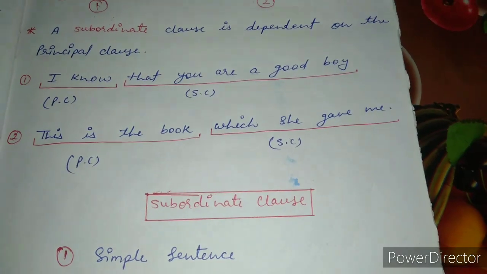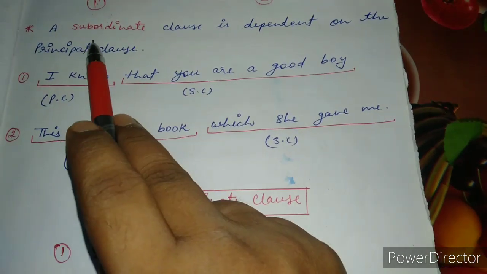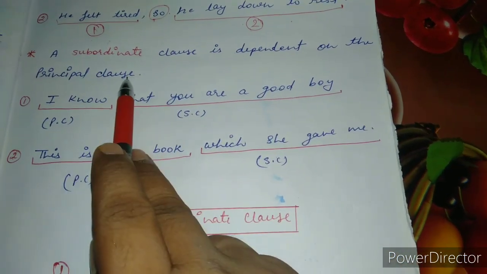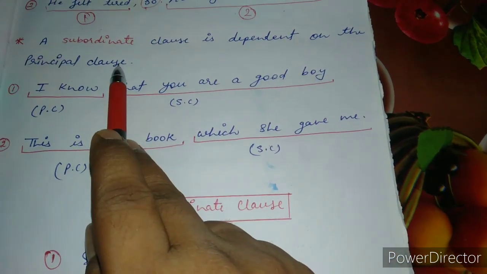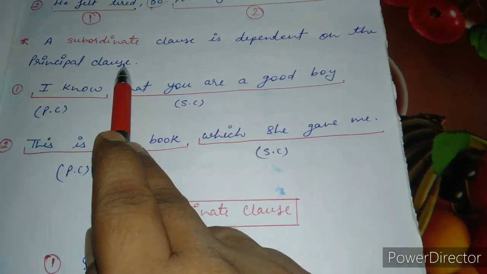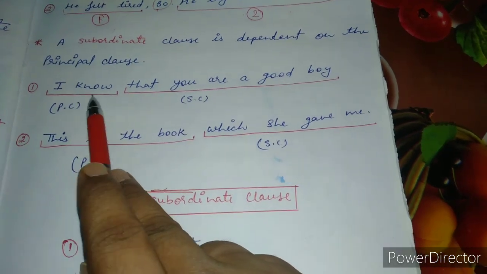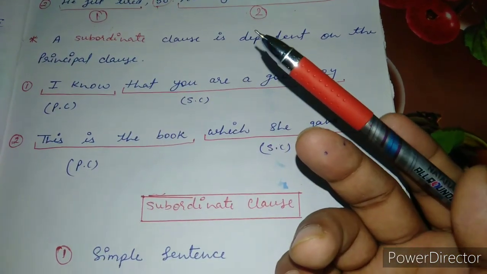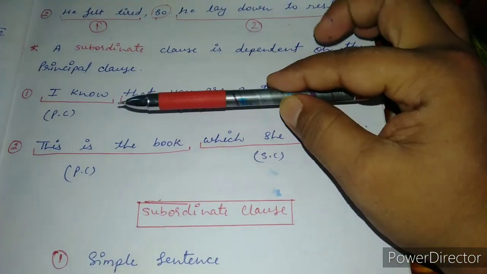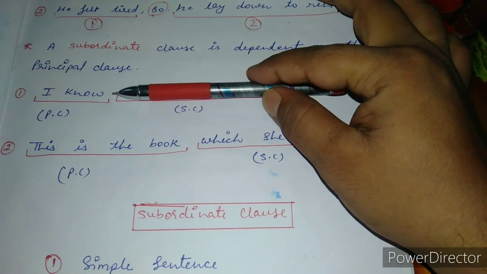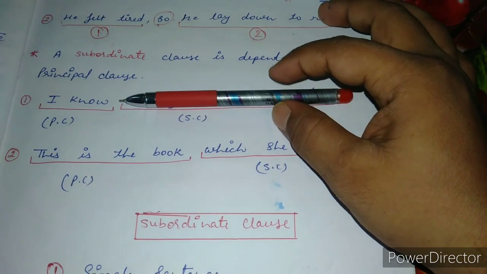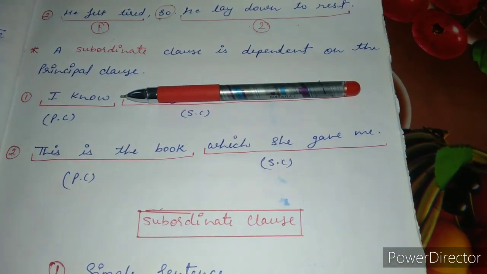Now let's move forward and understand what is subordinate clause. A subordinate clause is dependent on the principal clause. Now a subordinate clause is dependent, children, on which clause? Principal clause. From here the dependency will take place. For example, I know. What do you know? We don't know, because if you hide this sentence and you say I know, there will be a question mark before you. What do you know?